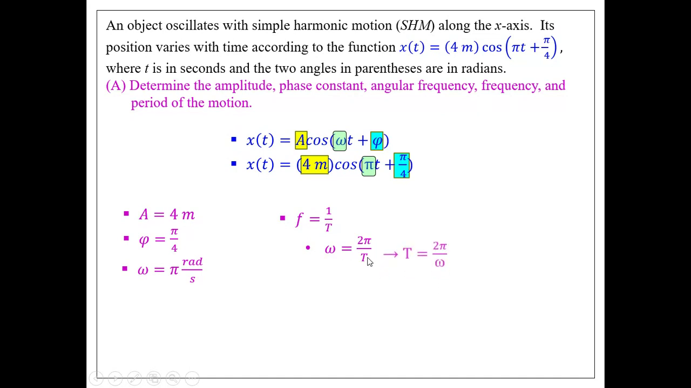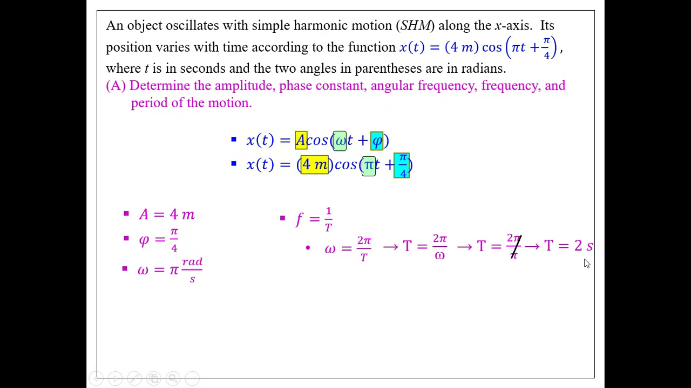So in this case, I can solve for T, because I need T to find the frequency. I can just flip-flop: move the T up to the top left, move omega down to the bottom right. So T is just 2 pi over omega. Here, I can substitute omega as we found, which is pi, and pi on top and pi on the bottom cancel out. So the period for this one is simply 2 seconds.